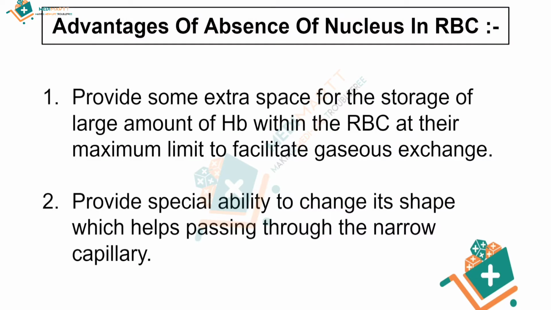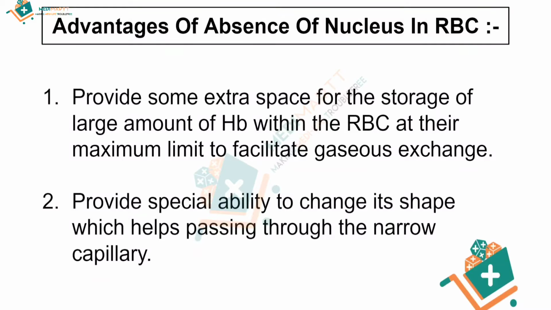So that's the point: when the nucleus is absent, hemoglobin, which is present in the RBC, gets a large or extra space for its storage in the red blood cells. Okay, so at their maximum limit, to facilitate gaseous exchange.